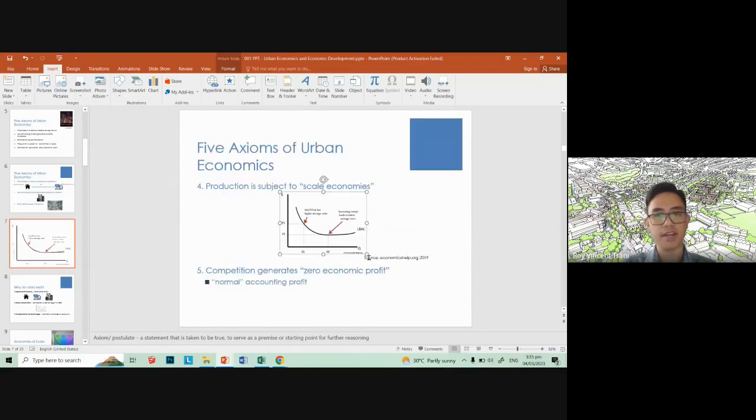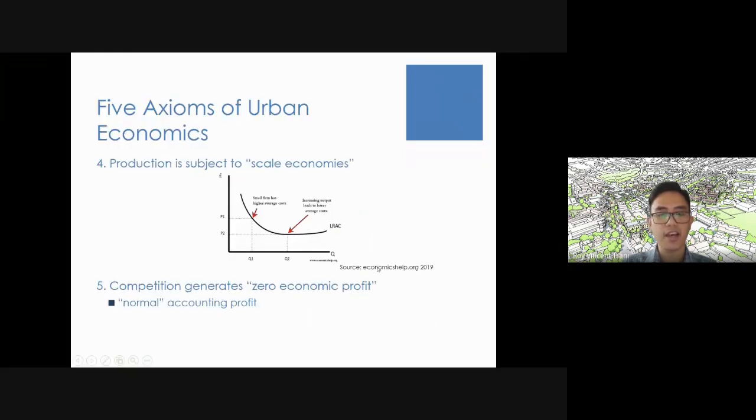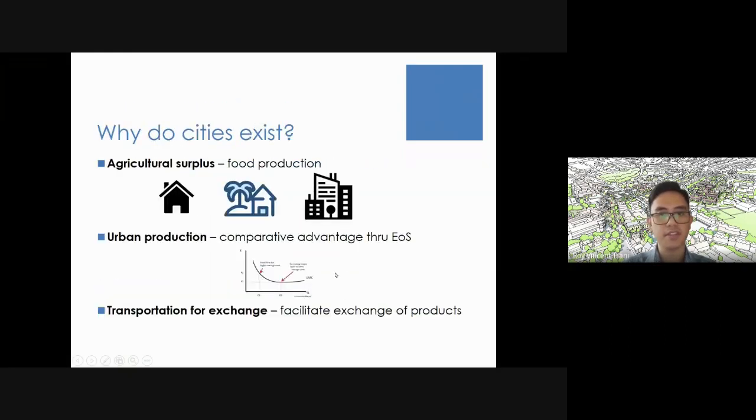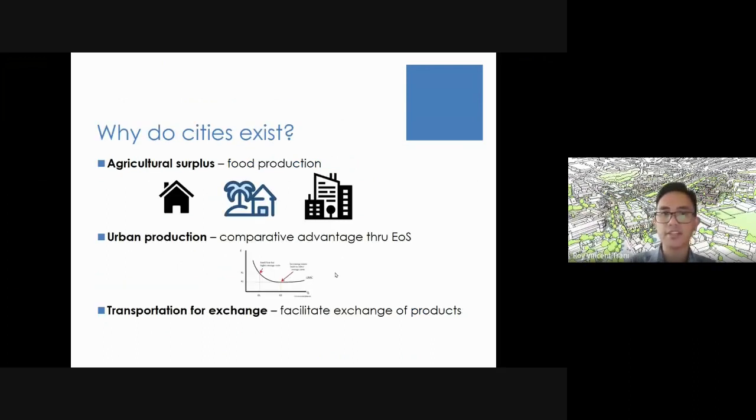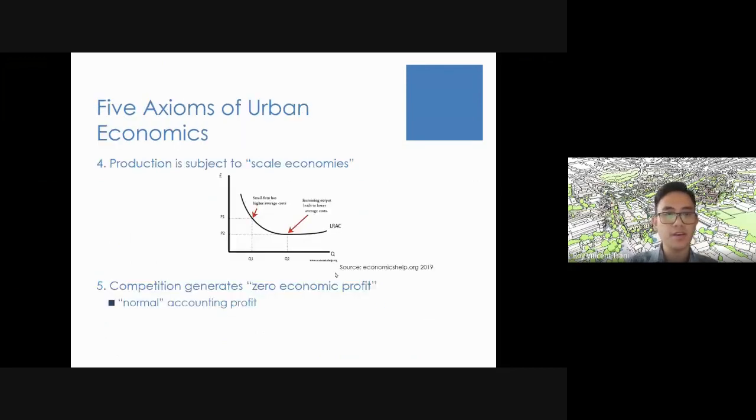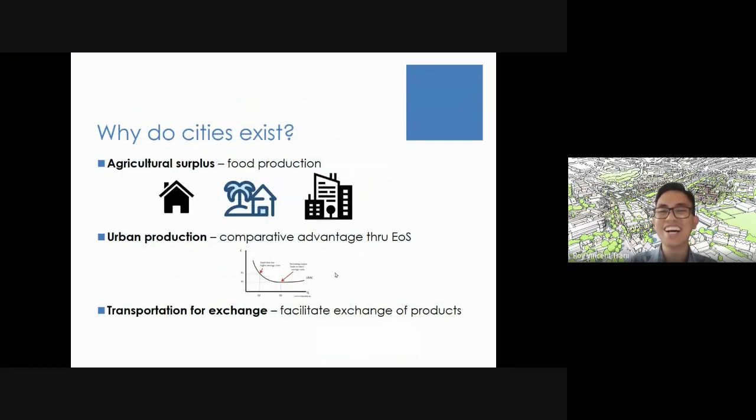Okay, I'll just reduce that back. And then finally, I thought I had an image for this. So, zero economic profit is a bit tricky because it means normal accounting profit, meaning no loss or no gain. I think I'll have a slide here. I'll discuss it when I find it. Okay, I can't find it. Just put axiom 5 in the back of your mind. So I said, we'll discuss it when we get to it.